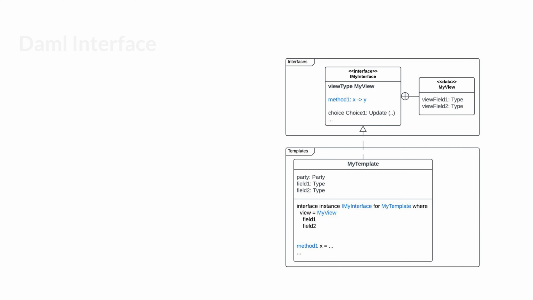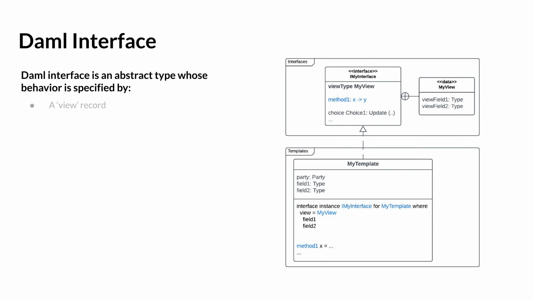The DAML interface is an abstract type that has three key components. First is the view record of type viewType. All interfaces have a special method called view, which returns a value of the type declared by viewType, which is a record. When a template implements an interface, it provides values for the fields in this view record, which can then be used by the methods and choices.